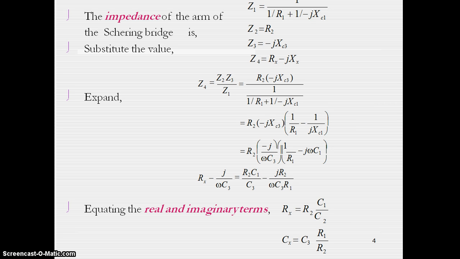Dielectric loss tan sigma for such a connection can be given as tan sigma is equal to 1 upon omega CR.